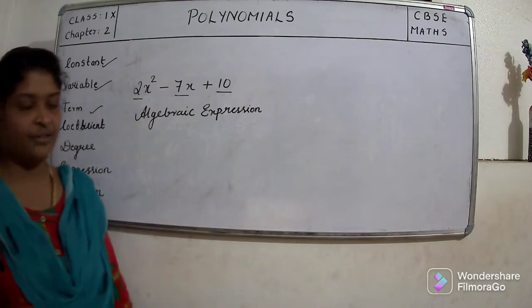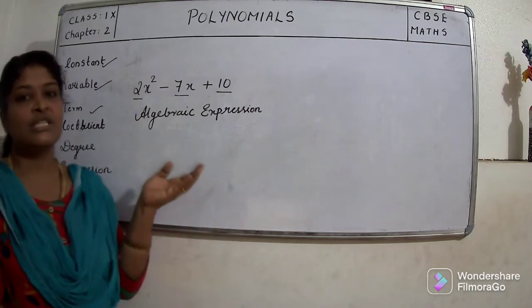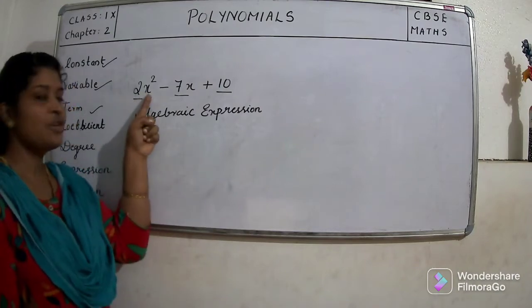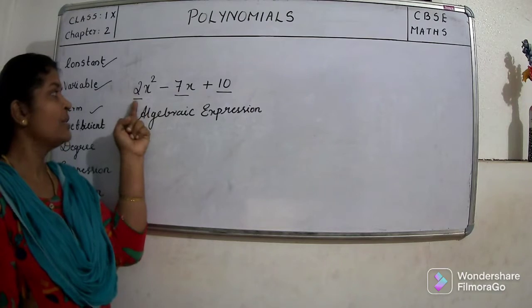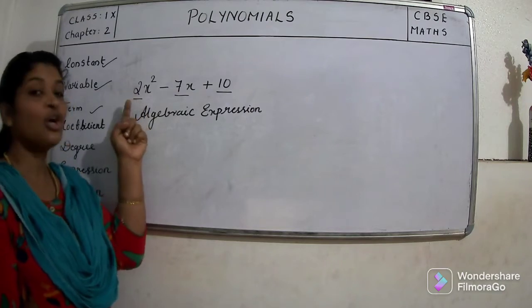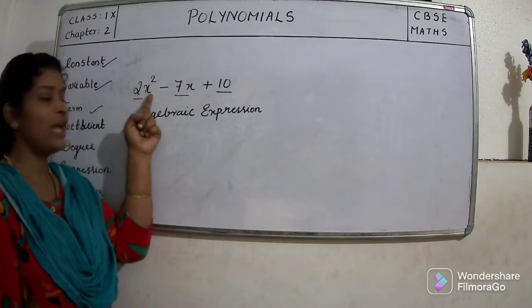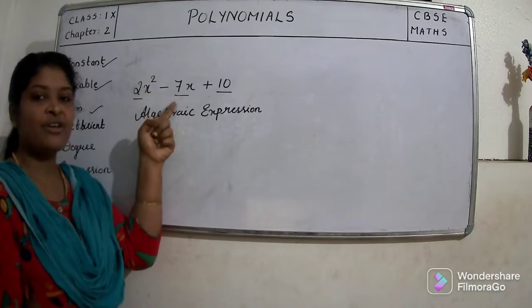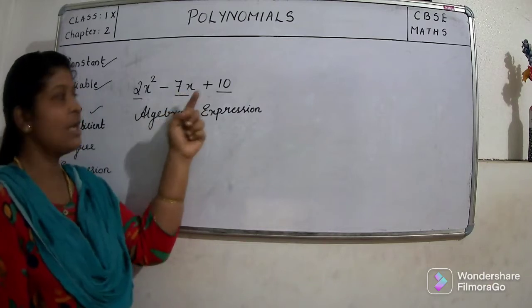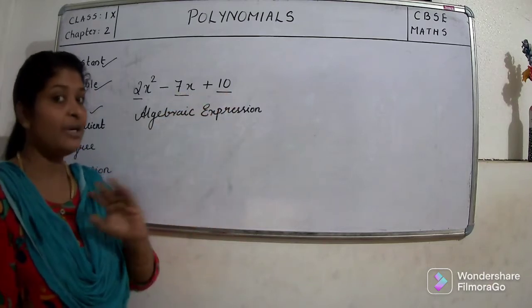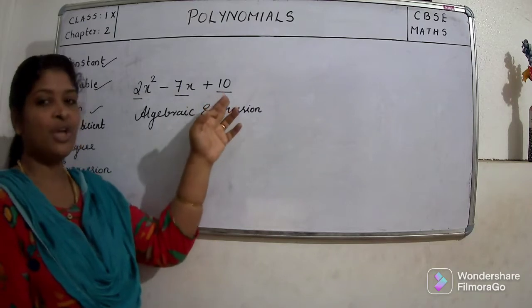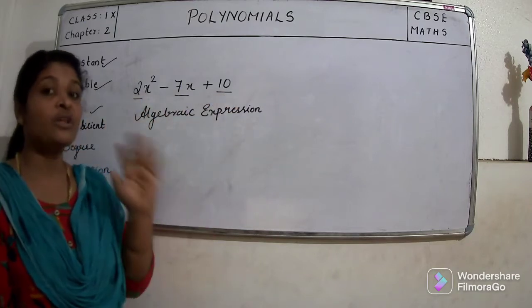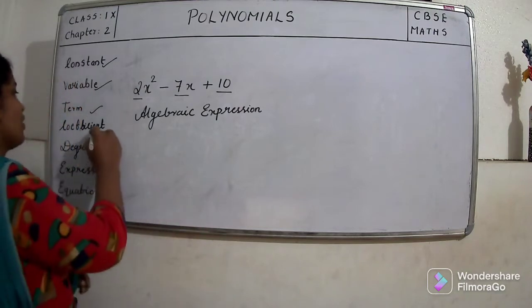Next one, coefficient. Coefficient is the numerical part along with the variable. Here is the variable x square and this is the numerical part, so we can say 2 is the coefficient of x square. Negative 7, along with the sign, is the coefficient of x. 10 is a numerical, but 10 is not a coefficient. So coefficient means the numerical part along with variables.